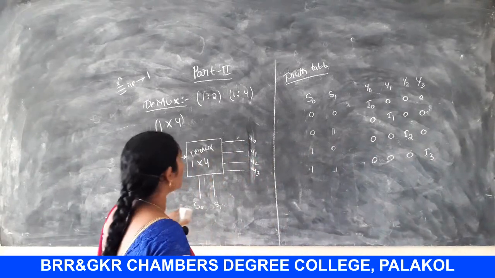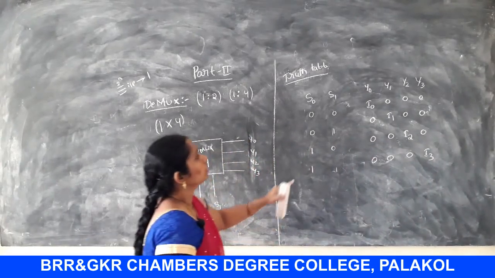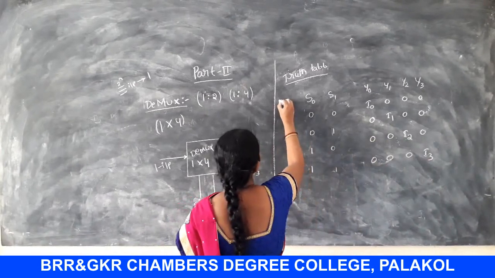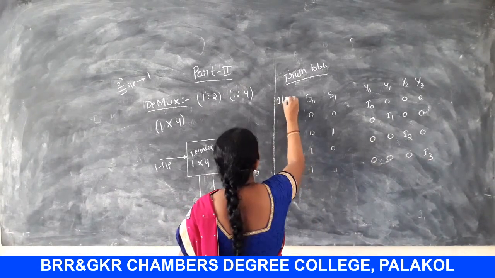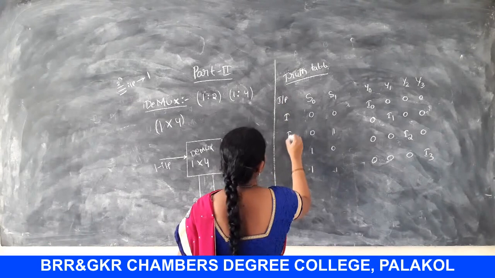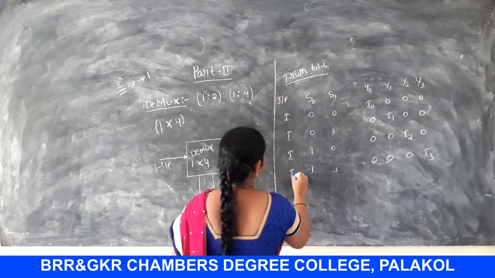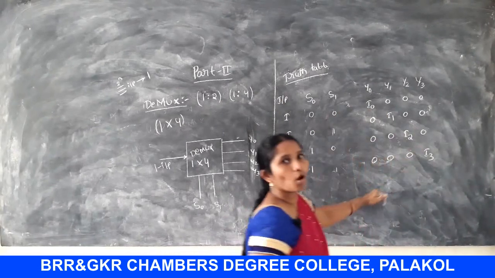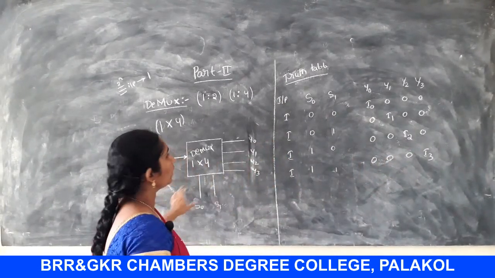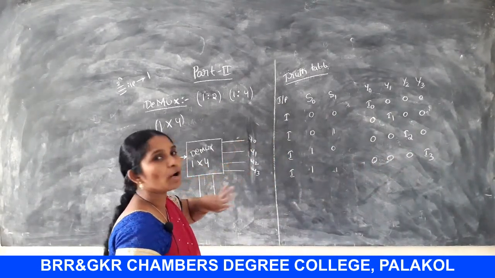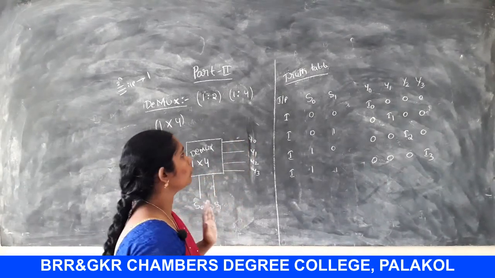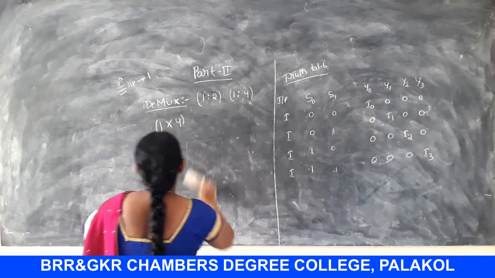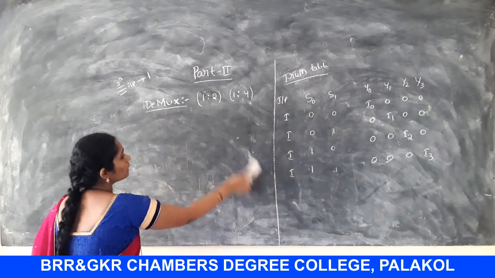Likewise you have to implement this. You have to mention that this is an input line, and the input line is mentioned as I. This is the truth table of the demultiplexer, and it produces the 4 outputs. Now, we will draw the logic diagram for this 1 cross 4 demultiplexer.